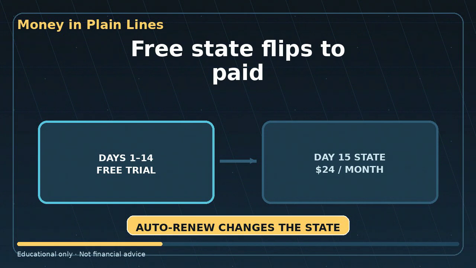On the state panel, days 1 to 14 remains labeled free trial while day 15 becomes $24 per month. The arrow does not claim that a charge was hidden, it demonstrates that the displayed terms describe a scheduled change from a zero-price state to a recurring price state.